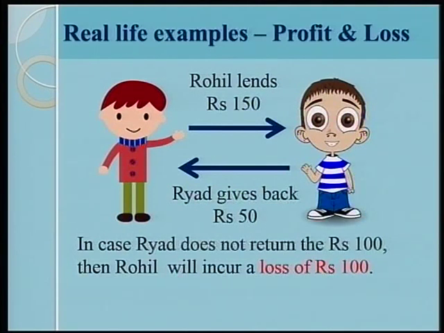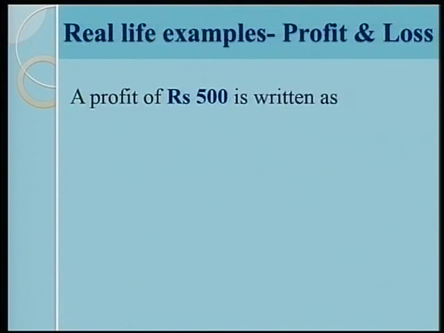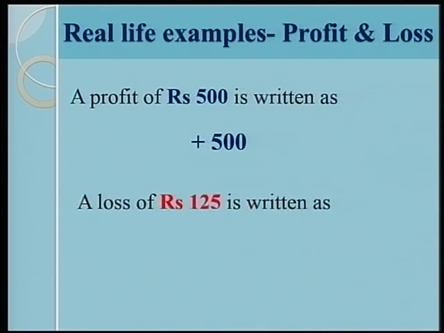I know this is a very bad thing, you would agree with me. Then Rohil will incur a loss of 100 rupees. And this loss is represented by negative 100 rupees. So, similarly, you will find that a profit of 500 rupees is written as positive 500, and a loss of 125 rupees is written as negative 125.